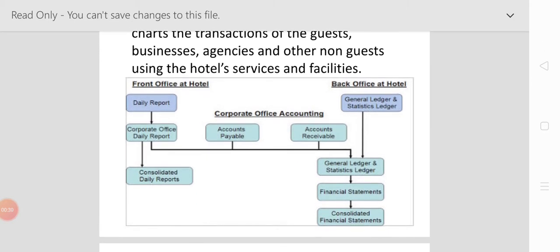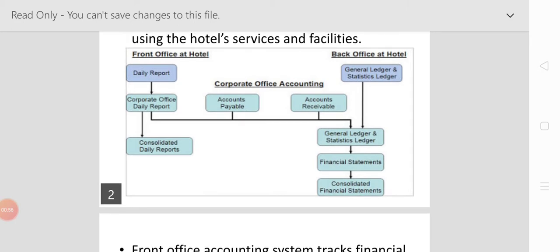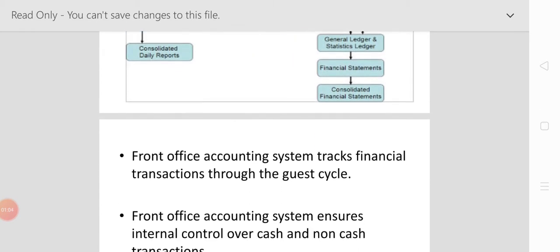There is a flow chart: the front office at hotel, back office at hotel, daily report, corporation office daily report, then the consideration daily report, then the accounts payable, accounts receivable, in the guest ledger and the static ledger, then the financial statement, then the consolidated financial statement.